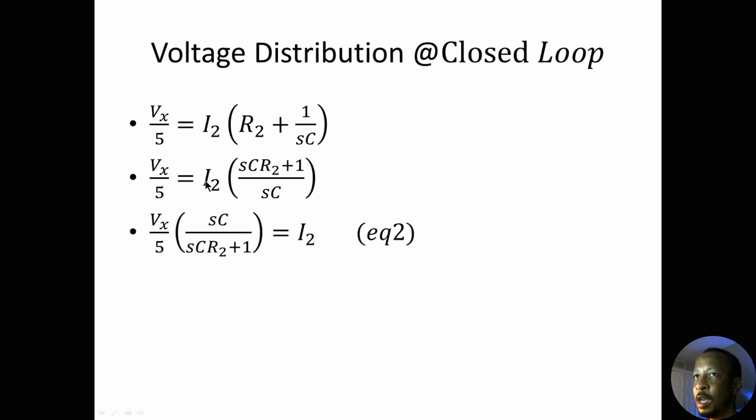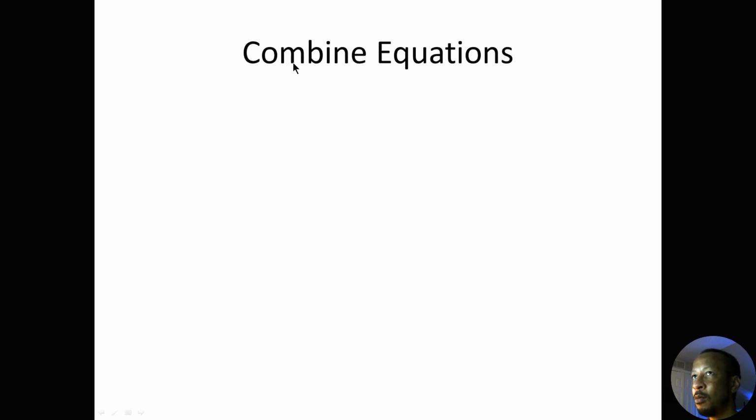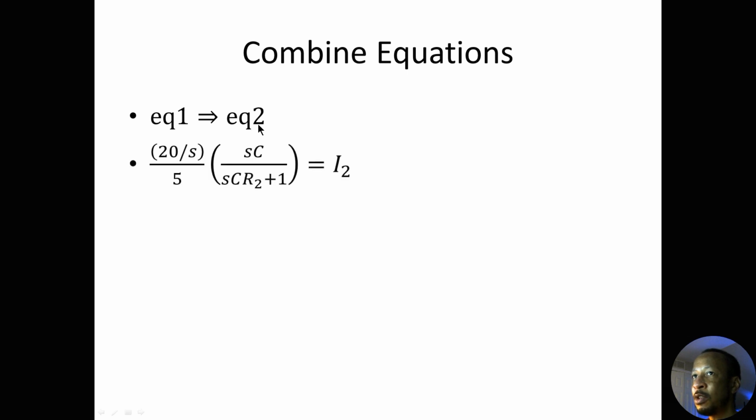Then you're going to relocate this factor over to the other side, to the left side of the equation, and then you end up with this. So now you have an expression telling you what I2 is. Okay, so that becomes equation number 2. So now what I'm going to do is combine equations. I'm going to combine by putting equation 1 into equation 2.